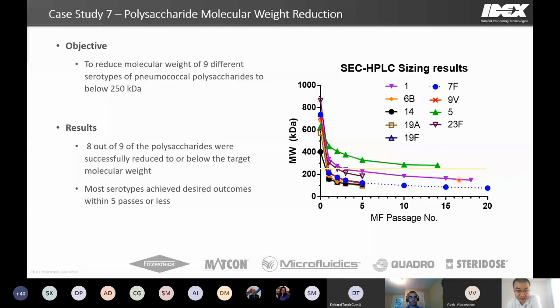And most of the serotypes only require a few passes, for example, 5 or less, to reach the desired molecular weight. Many of them even just require 1 pass, and the molecular weight was already below the target. So this example certainly is a quick example, but it demonstrates the capability of our technology in this application. So if you're working in the field of polysaccharide vaccines, the fast and uniform molecular weight reduction achieved by our technology can certainly benefit you, your research and your production.